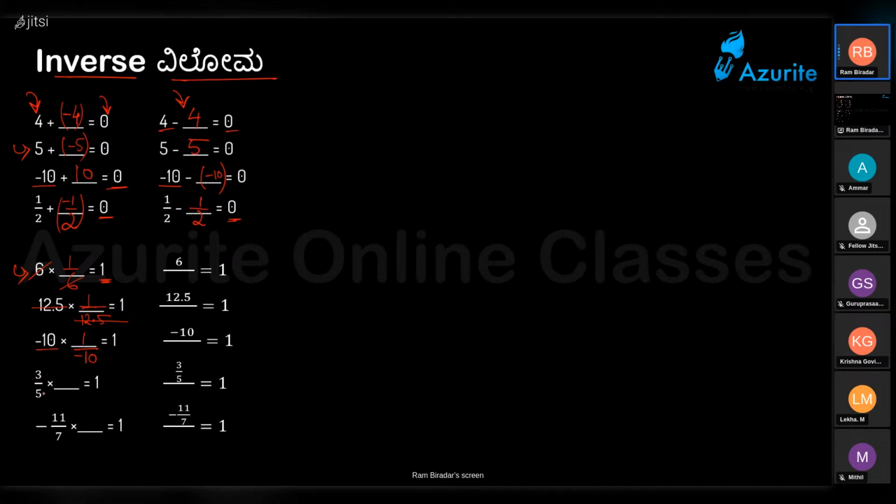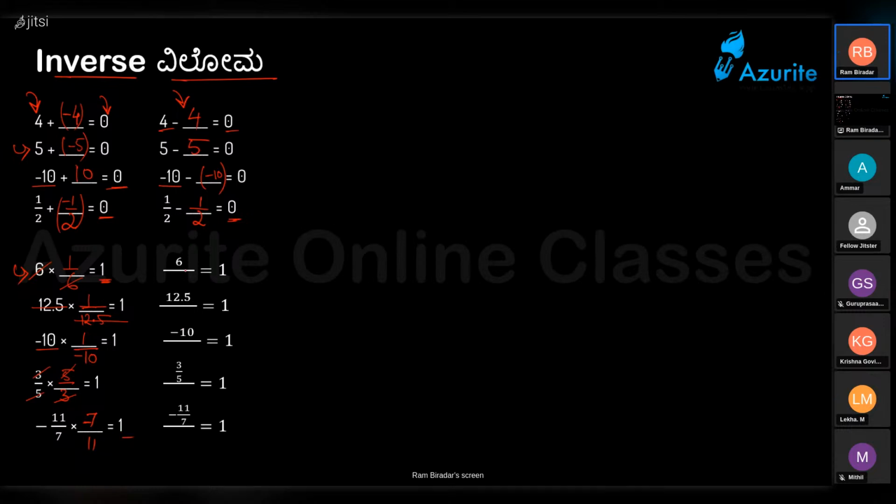Okay, so 3 by 5 is there. So what will be the inverse of this? Yes, 5 by 3. 5 cancels here. 3 will cancel. So 1 will be the answer. So we have to flip it upside down, 5 by 3. Next, minus 11 by 7. So how much? 7 by 11. What about minus? Minus is there, right? So minus 7 by 11. Minus 7 by 11, minus is there, so we have to write the minus as well. Minus minus becomes plus. Then 11 11 cancel, 7 7 cancel. So 1 will be the answer.